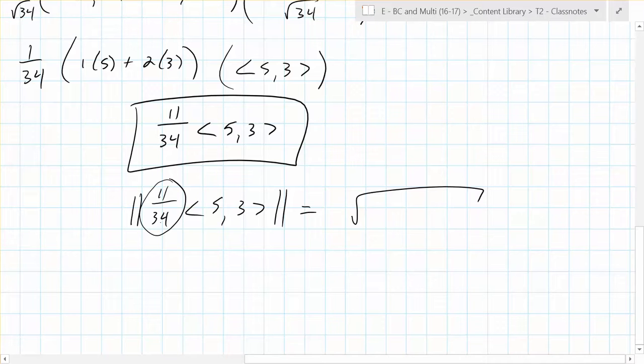Can you move it out? Yeah, because you're moving it. If you put it inside, you're squaring it. If you take it outside, you're taking the square root of it, right? So what is it going to be? 11 over 34 square root of what?